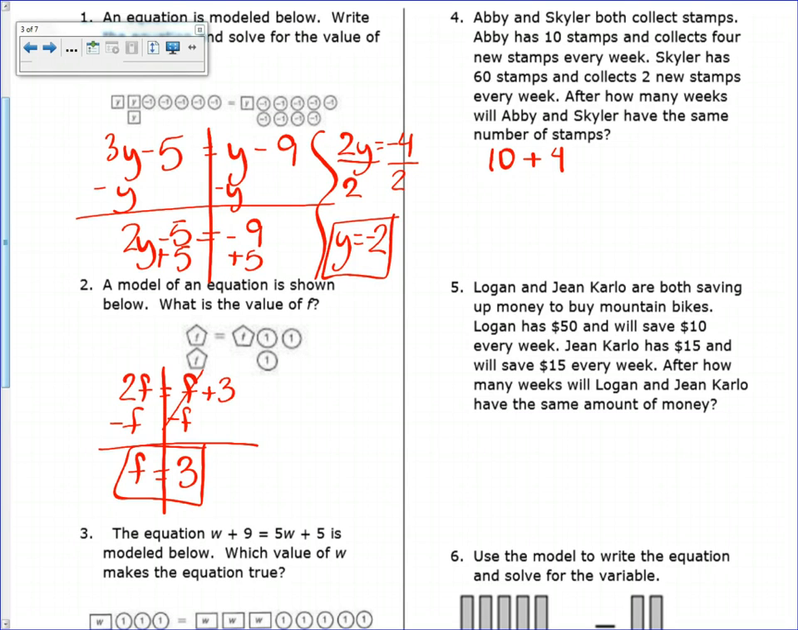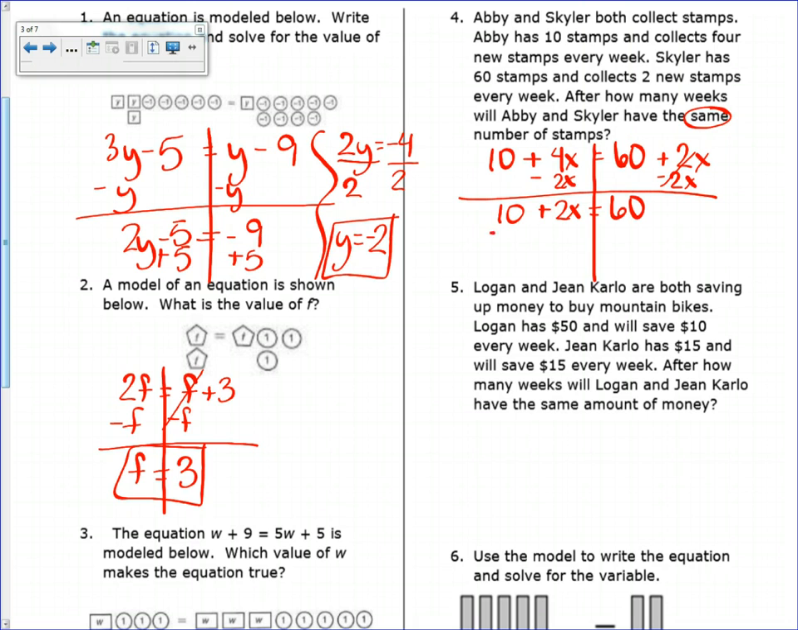We're looking for how many weeks, so that's going to be our variable x. We want Abby and Skylar to have the same number of stamps, so we're going to set them equal to. Skylar starts with 60 stamps, and she collects 2 new stamps every week. So your equation is 10 plus 4x equals 60 plus 2x. Then we're going to solve. Minus 2x from both sides. Bring down your 10. We have 2x now equals 60.